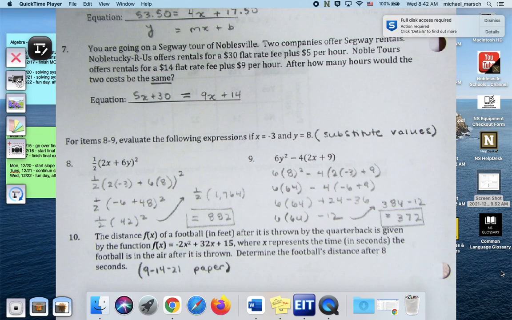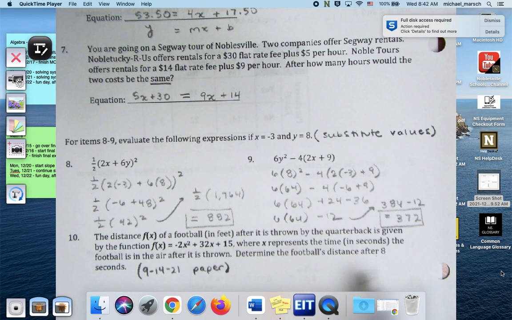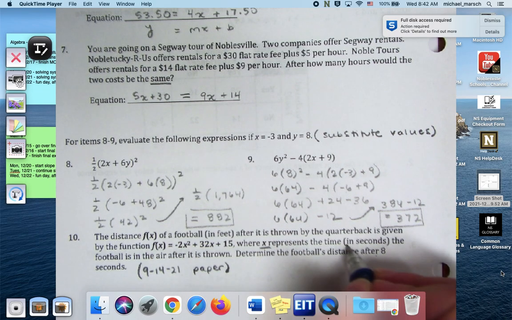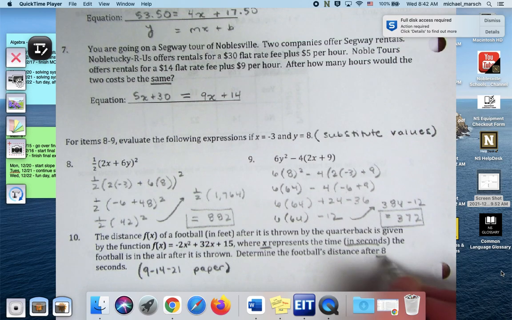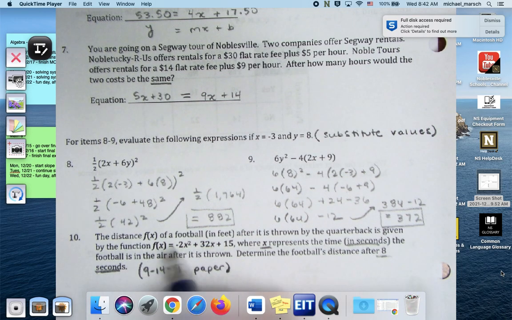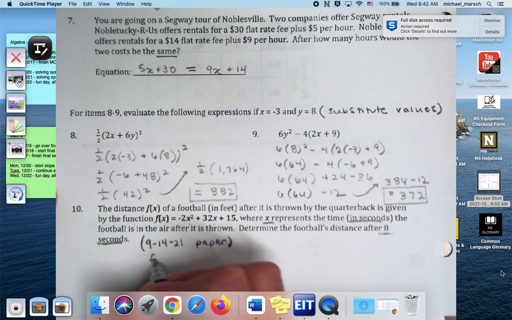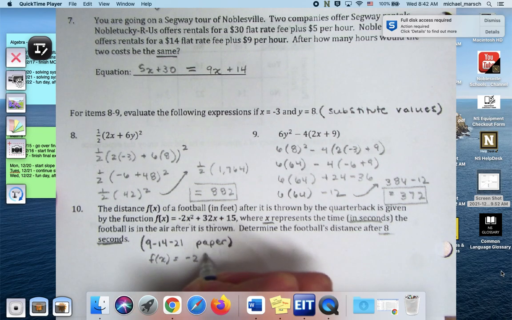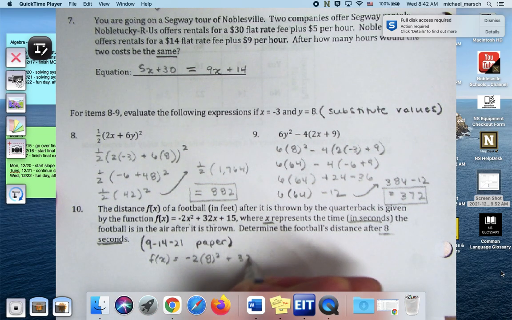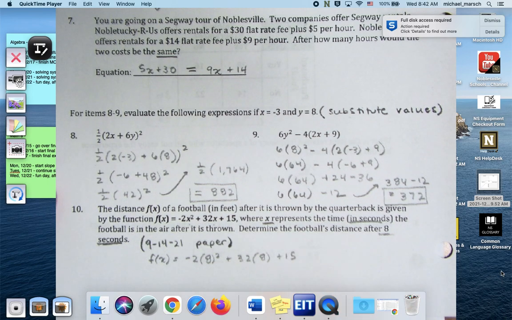All right, number 10, we have a football being thrown. We have this function where x is the time in seconds. The football is in the air after it's thrown. Determine the football's distance. So since x is the seconds, and we know that the football was in the air for 8 seconds, that tells me that x is 8. So I'm going to put x's in. Remember, f of x is just a really fancy way of saying y, like the letter y. Not why am I doing this, but the variable y. Okay, so I've got f of x equals negative 2 times 8 squared plus 32 times 8 plus 15.